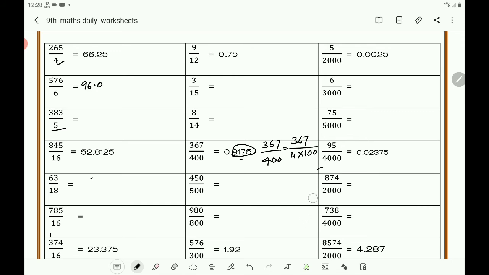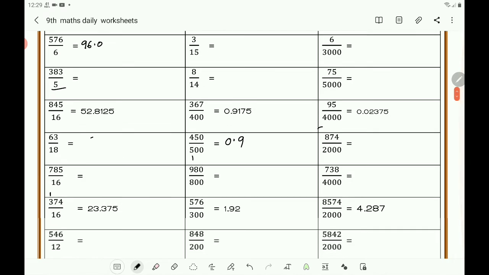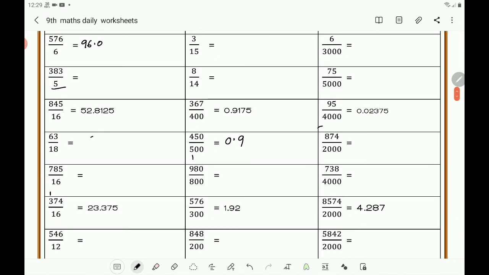Here also you can follow the same steps. What you can do, directly this 0 0 cancels. Then 5 nines, 5 tens. So you got 9 by 10. 9 by 10. So directly you can write 0.9. Then you take 980 by 800.